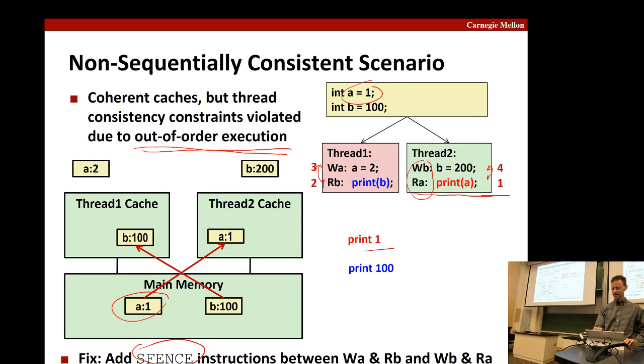The processor, because of its out-of-order execution, could give you this, and that's bad. That's not what you expected. So what you have to do is put in between these two, on both sides, a particular type of fence operation, S fence. That will tell the hardware that the order of these two things actually matters, and therefore I better do this one first before this one, and this one first before this one. Okay?